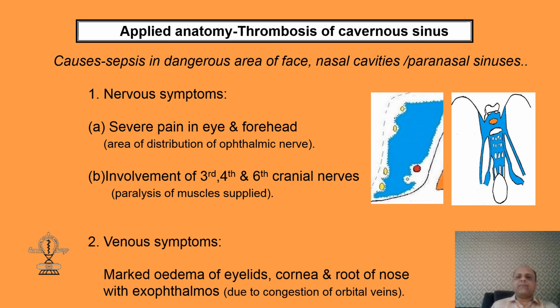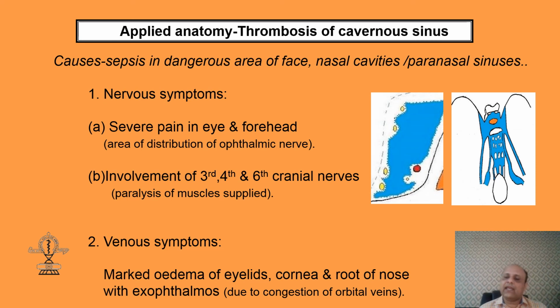Now we come to the applied aspects of the cavernous sinus, and the clinical importance of the cavernous sinus is due to its thrombosis. This thrombosis in 30% of the cases is even fatal. Okay, now what can be the cause of this thrombosis? It can be a sepsis in the dangerous area of the face. Now, do you remember what is the dangerous area of the face? The upper lip and the lower part of the nose. This is referred to as the dangerous area of the face.